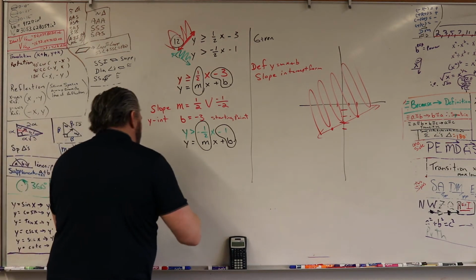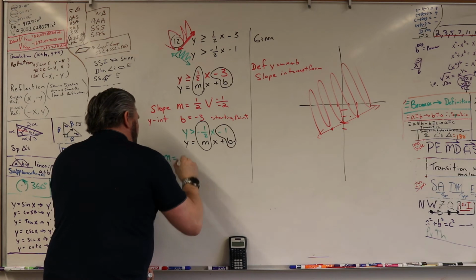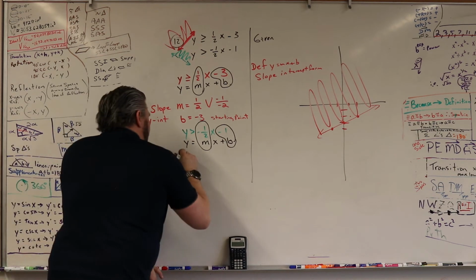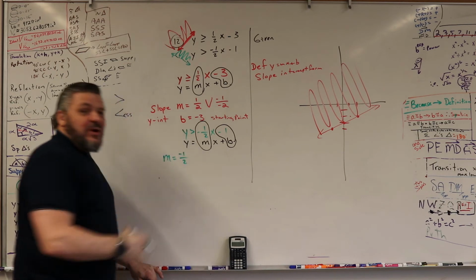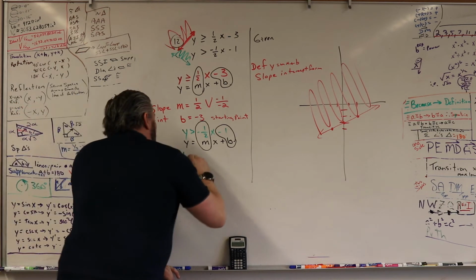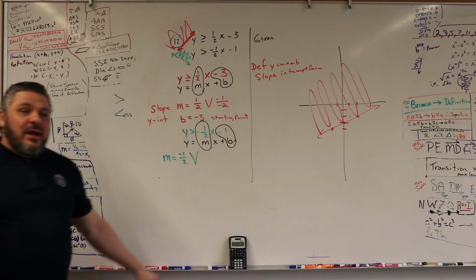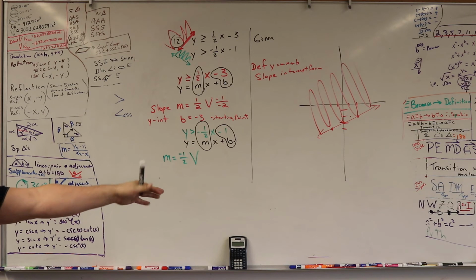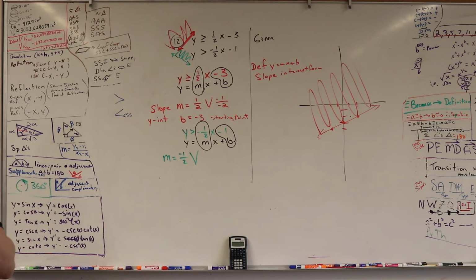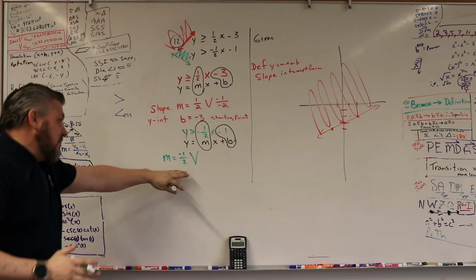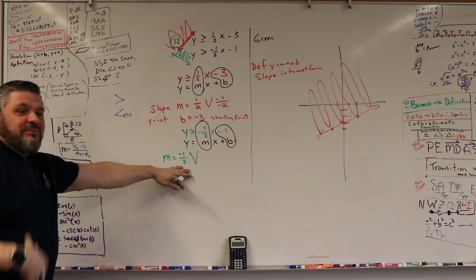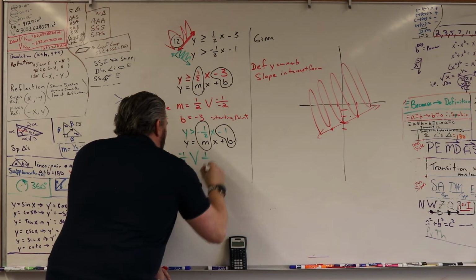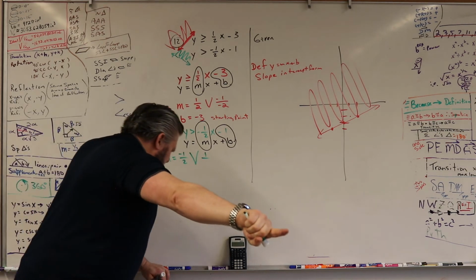My m is what? Negative 1 over 2. Could you give me the other one? Just change the signs. So instead of negative 1, it'll be positive. Instead of positive 2, it'll be negative.